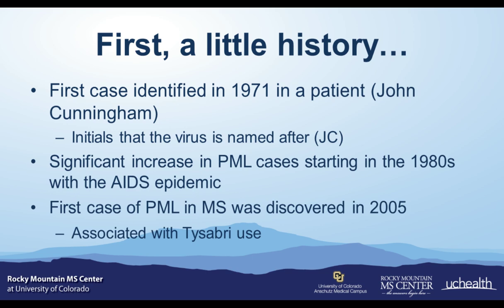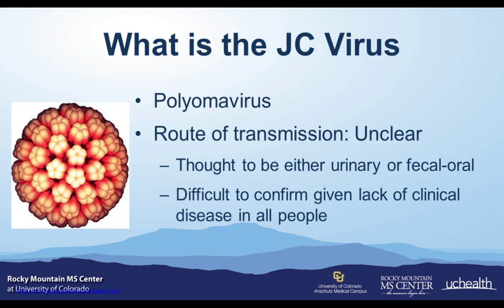It was not a common disease that was seen until the 1980s with the AIDS epidemic, when people started having abnormalities in their immune system and the way the immune system was functioning. And it wasn't until 2005 that the first case of PML was found in multiple sclerosis. That case in particular was associated with the use of Tysabri.